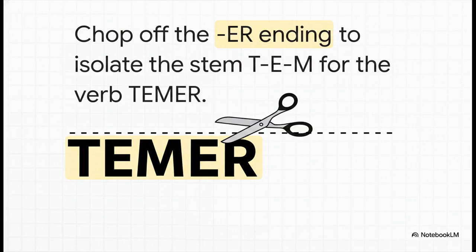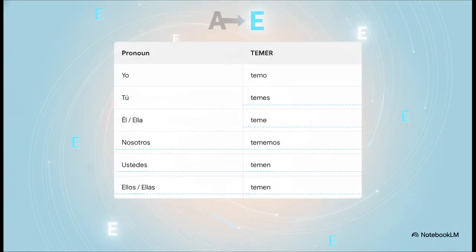Now, just like we chopped off the AR in amar, we're going to chop off the ER in temer, leaving us with our shiny new stem, TEM. Pay really close attention to how that A vowel has suddenly been replaced by an E. The underlying structure is completely identical to our first group, but now we're hearing temo, temes, teme, tememos, temen. See how the core vowel just naturally shifts to match that ER infinitive?